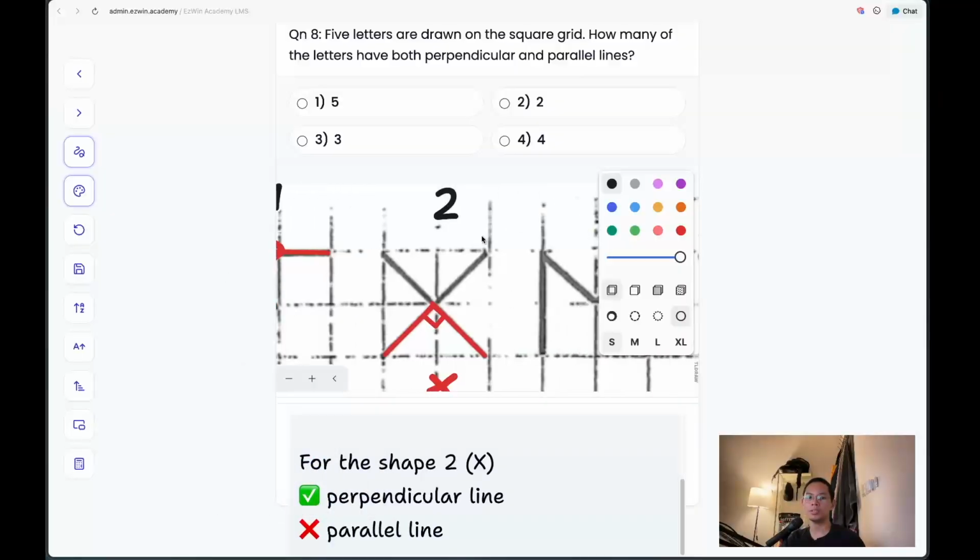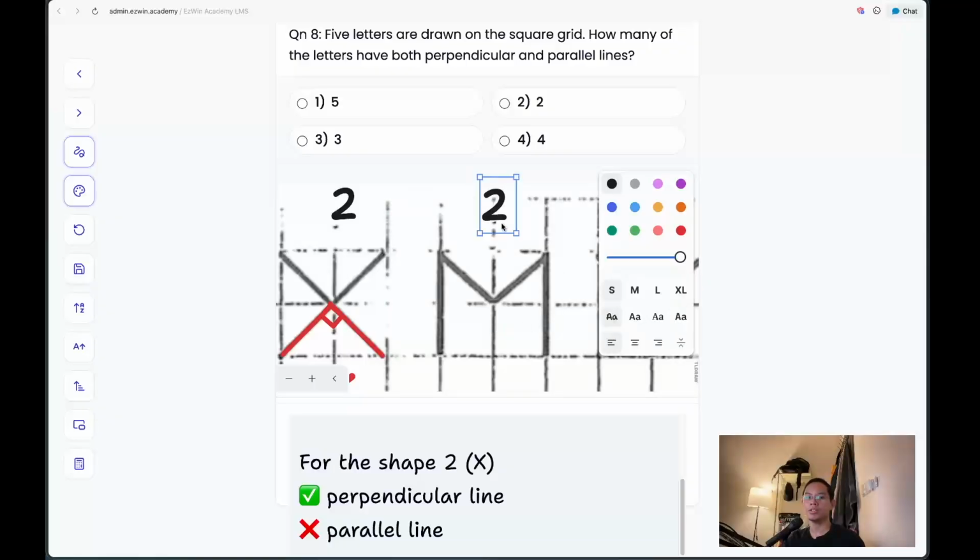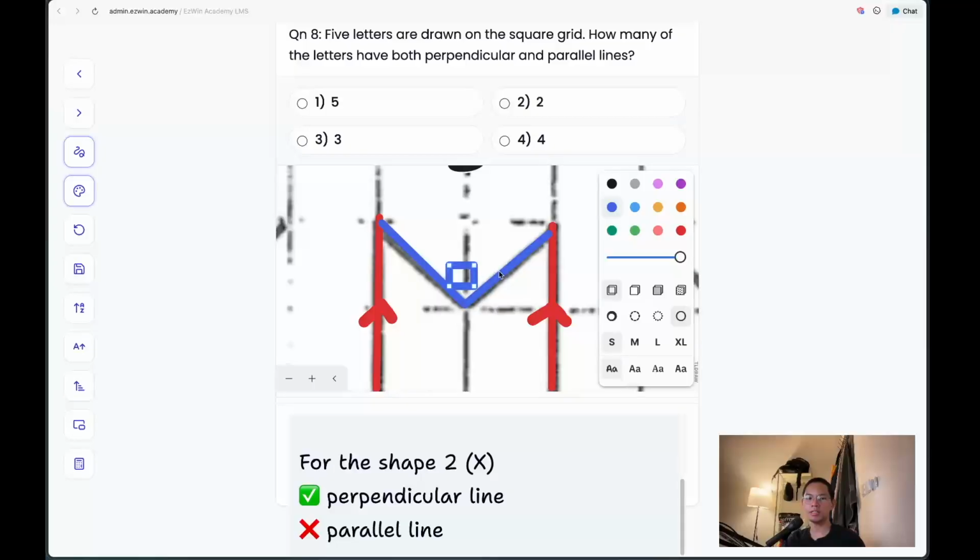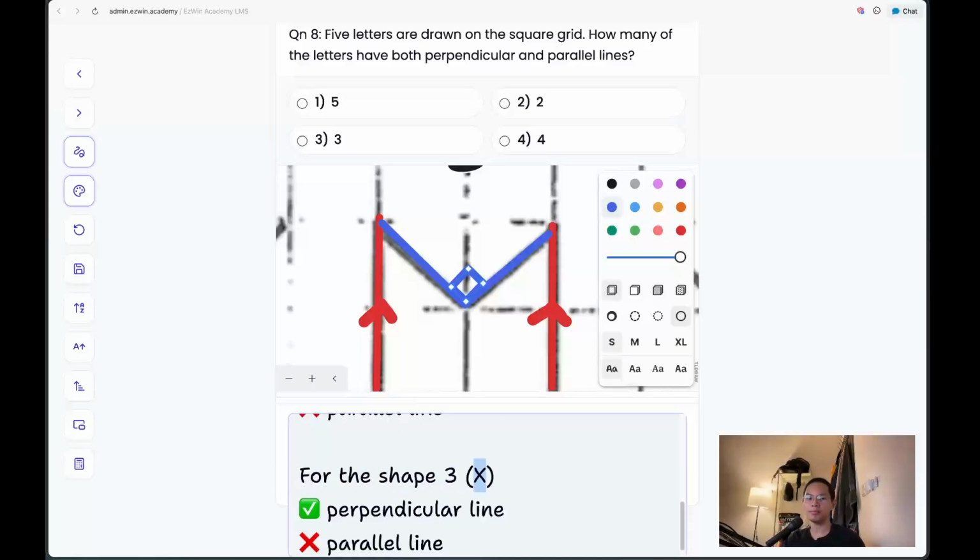Okay, let's move to the third shape. This is an M. For the third shape, do we see a parallel line? Yes, we do. So we have 1, highlighted in red, and 2. So we do have a parallel line as what you see over here. Do we see a perpendicular line? If you say yes, then you're right. The perpendicular line, let me just put in blue, so it looks a bit more obvious, is here, like this. Like I said, it can be diagonal-ish. So for shape 3, which is an M, we have both the perpendicular line and the parallel line.